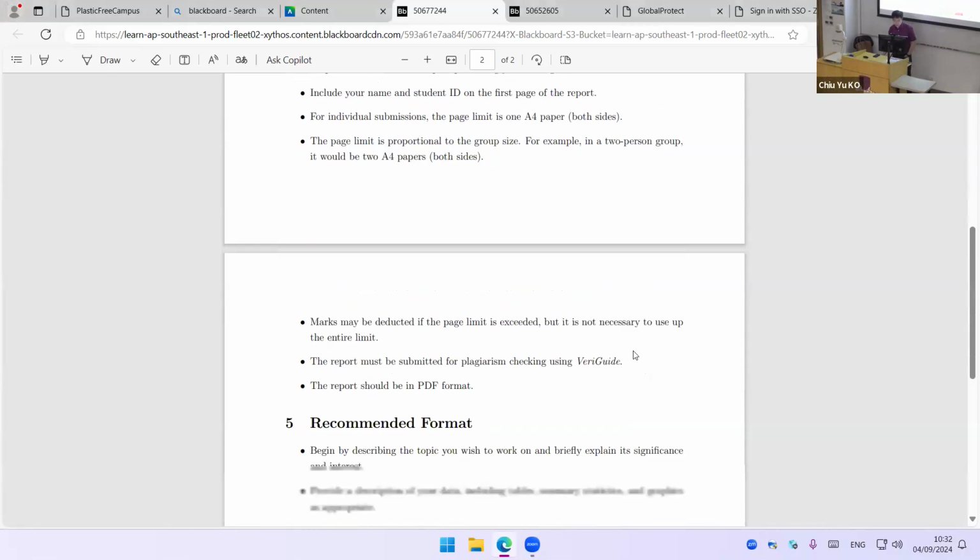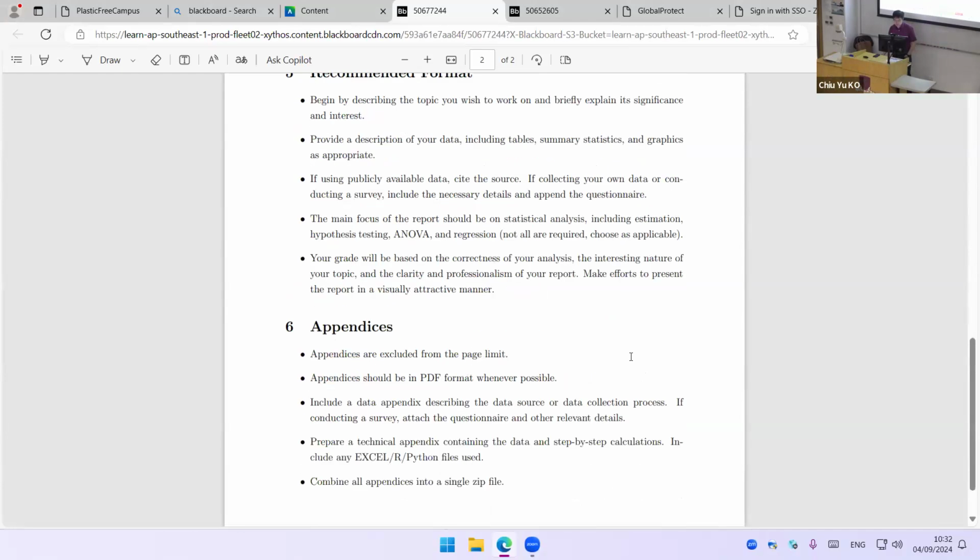So I think it's clear. If you have any questions, please feel free to ask me. I put it there, and I think it's very clear what we do. It's a business report, so it should be short. I limit it to 2 pages for every group member. So if you do it by yourself, only 1 A4 paper, 2 sides. If there are two of you, you have 2 A4 papers. You can do an appendix, but the main thing is just 1 A4 paper for each group member. So I hope that is clear.